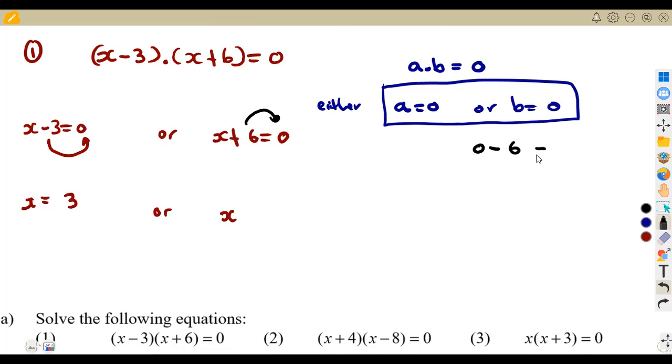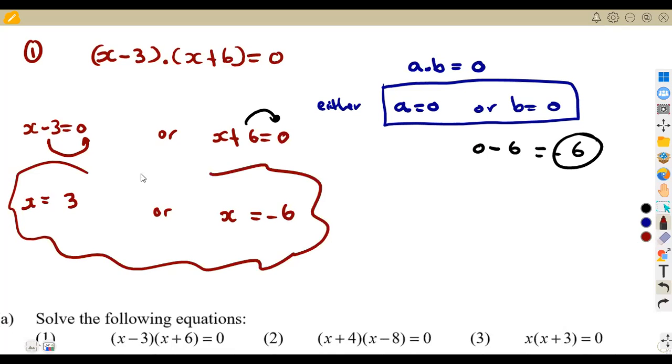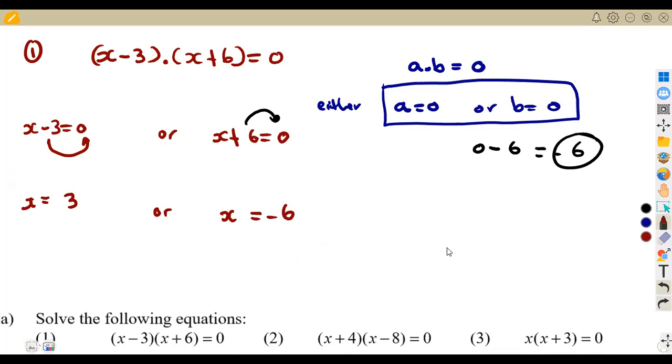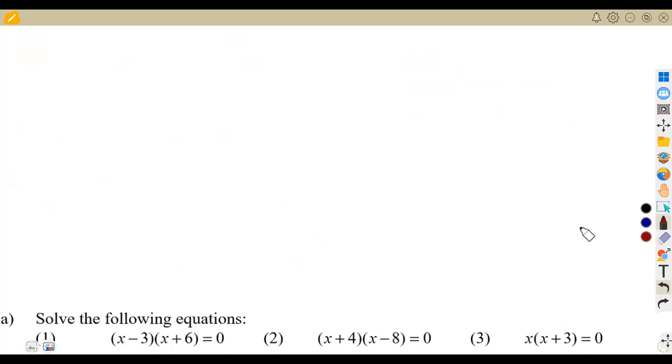That's 0 minus 6, which is going to give us what? A negative 6. So x there is going to be negative 6. As we can see, we are obtaining two solutions. Just like I said, this shows that you're dealing with a quadratic equation as long as you're given two brackets. Okay, so let's consider the second question.